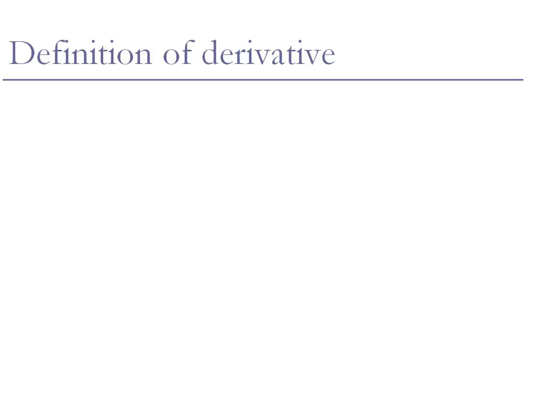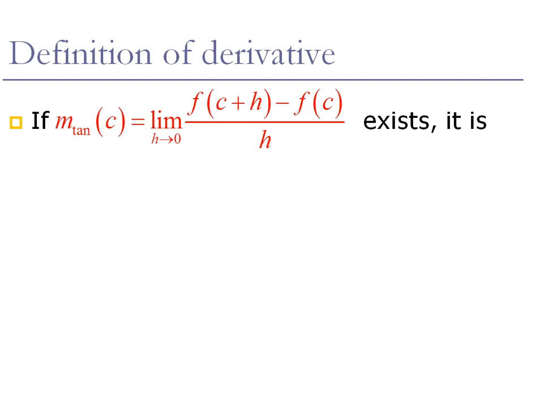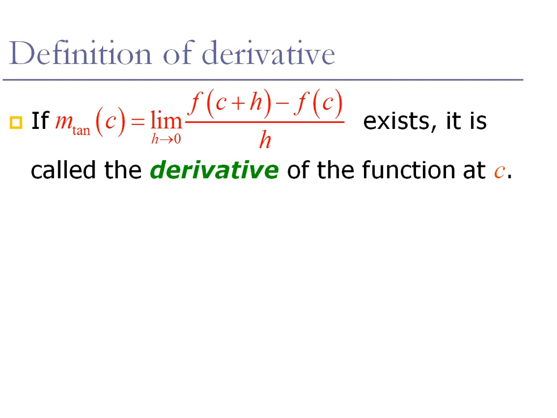We have defined the slope of the tangent line, or the instantaneous rate of change of a function, in terms of a limit. Well, limits don't always exist. Sometimes they do, and sometimes we find out they don't exist. So, if that limit, that slope of the tangent line at c exists, then we're going to call it the derivative of the function at c. And that's what the derivative is: the limit as h approaches 0 of f of c plus h minus f of c over h.